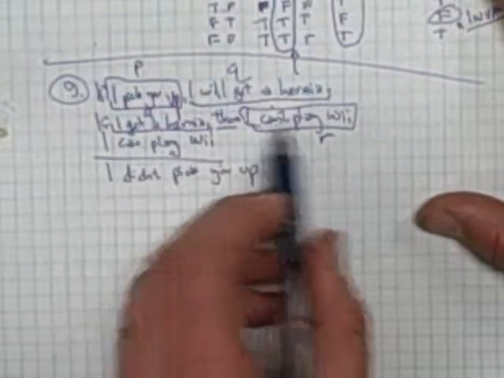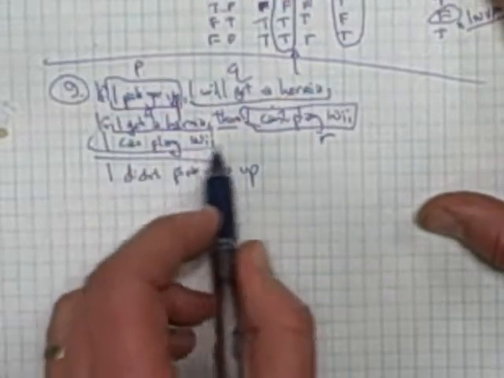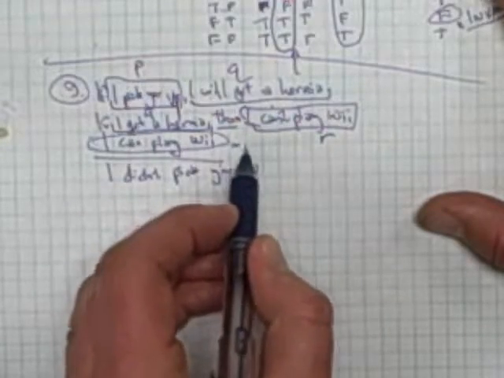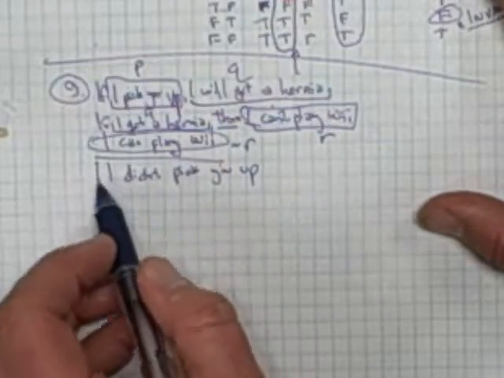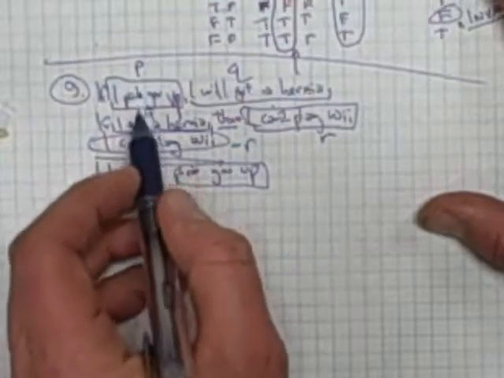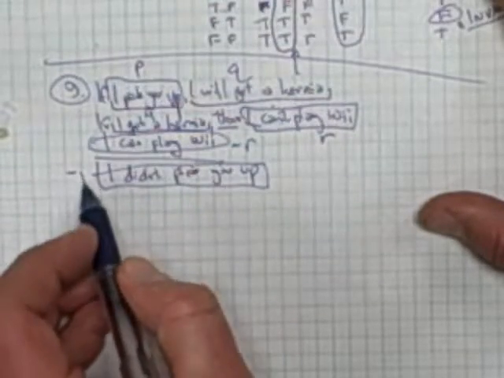And notice, I can't play Wii, the next statement, I can play Wii, is the opposite of that. That would be not R. Therefore, I didn't pick you up. I pick you up was P, so this would be not P.